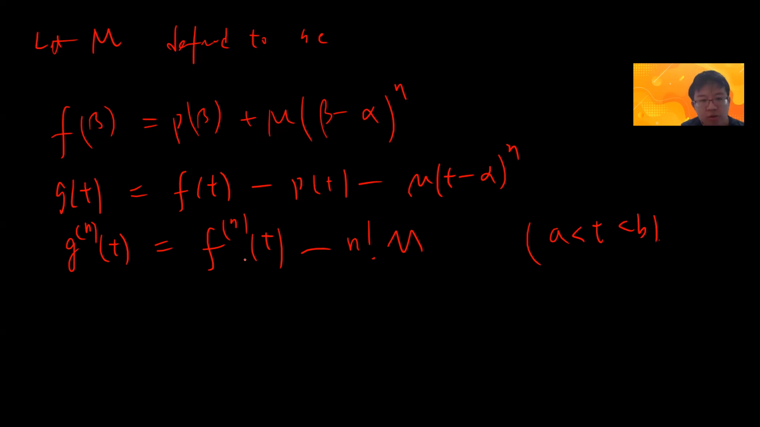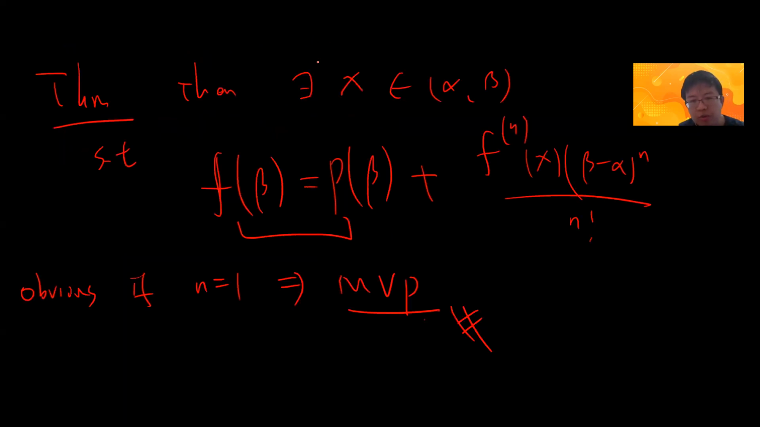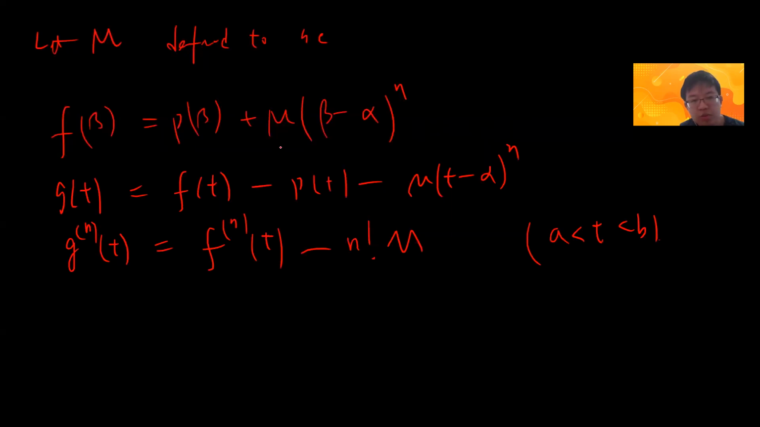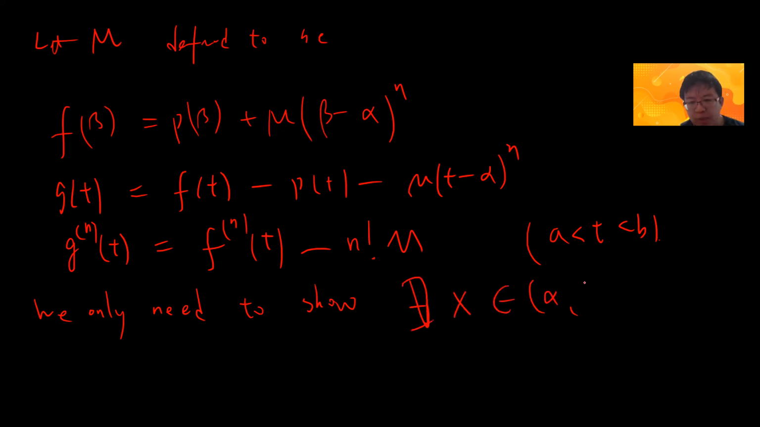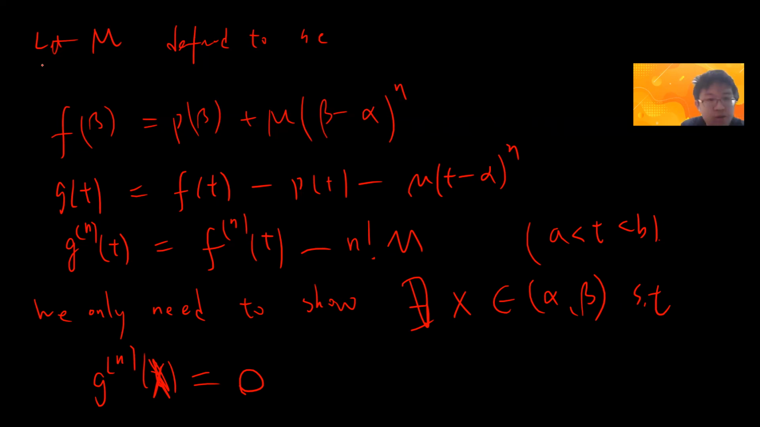So in order to prove that what we claim is correct, what do we only need? We only need to show that there exists x belonging to between alpha and beta such that the nth derivative of g at x is 0. If we prove this, then we just pick x and plug it in, and this term vanishes, so we get m equals f to the n of x divided by n factorial. Then we put in m, and everything is proved. But why?